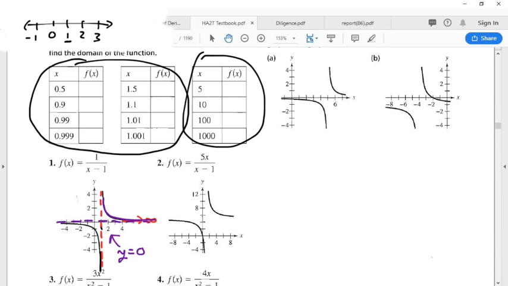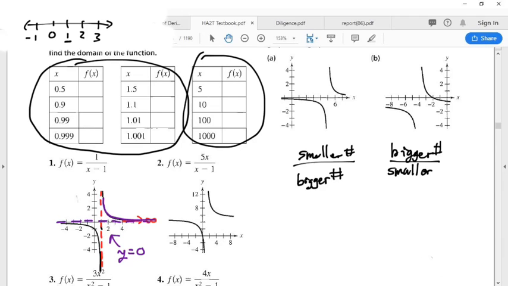Now, let's do a quick review really fast about these asymptotes, okay? Let's talk about the horizontal asymptotes because there's more to talk about with those. You have two scenarios. You can have a smaller number on top and a bigger number on bottom, or a smaller number on bottom and a bigger number on top. Which one do you guys like better? Which kind of fraction do you like better? The one with the smaller number on top or the bigger number on top?